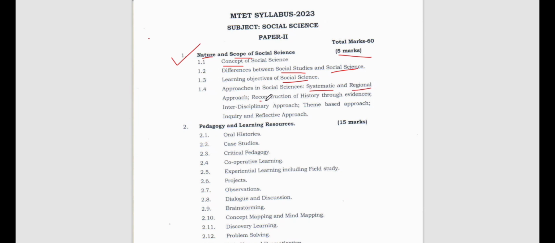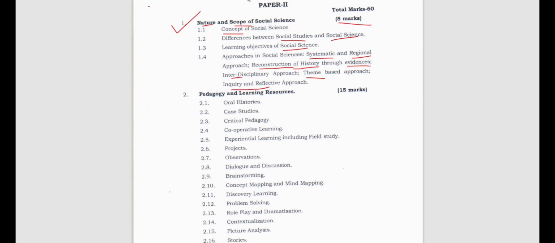Then reconstruction of history through evidences. See, we know that we believe in history only through evidences, right? So interdisciplinary approach we have to study, theme based approach we have to study, and inquiry and reflective approach. So in order to approach social science, we need to study different types of approaches, right? So these are the approaches to social science study. Now let's go to the next one.